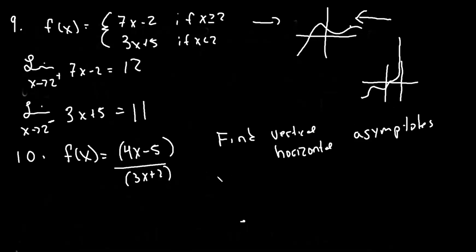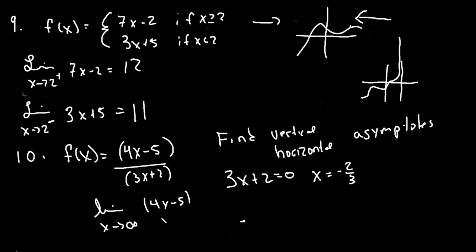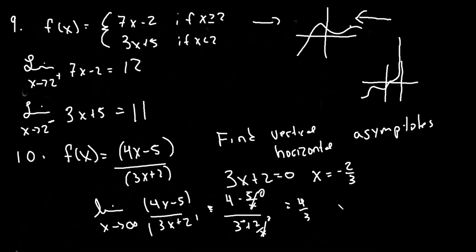Alright, so to find a vertical asymptote, we just set the denominator to 0. That's it. 3x plus 2 equals 0, so then x equals negative 2/3. And a horizontal asymptote will be found by taking the limit of this function as x approaches infinity. 4x minus 5 over 3x plus 2. Now what we're going to do here is divide every term by x, which makes everything perfect. So we get 4 minus 5 over x, over 3 plus 2 over x. These terms will go to 0, so we get 4 over 3. So the line y equals 4/3 is a horizontal asymptote.